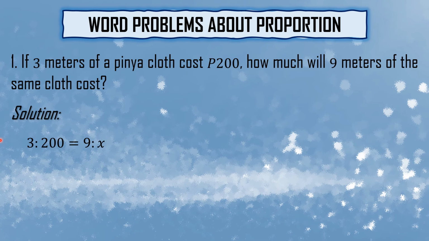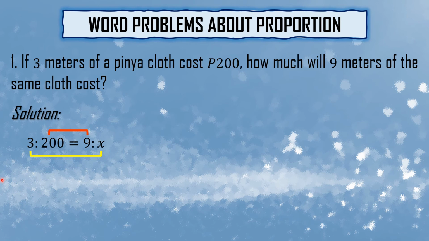So let us have the solution. So ito yung 3 meters at equivalent siya sa 200 pesos. At ito naman yung 9 meters. Ano yung presyo ng piña cloth na may sukat na 9 meters. So, ganito yung ating magiging itsura ng proportion. So, pagpartnerin na natin ang means at ang extremes.